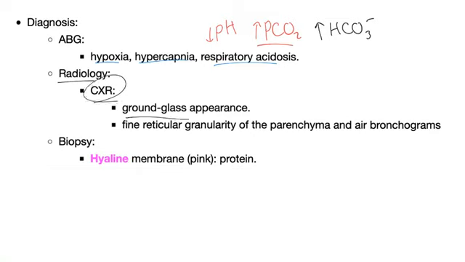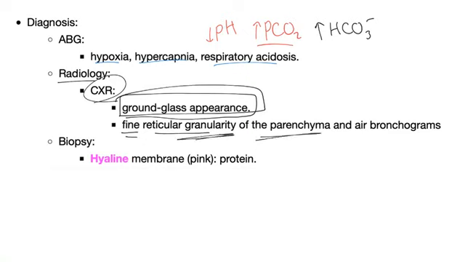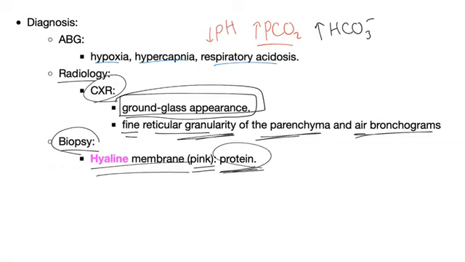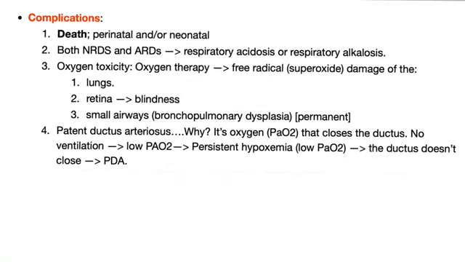Radiology, chest x-ray, ground glass appearance, very important. Fine reticular granularity of the parenchyma and the air bronchograms due to the destruction and the hyaline membrane, stuff like that. Biopsy, you see a beautiful, not so beautiful, pink hyaline membrane. It's pink because it has proteins, and as you know, proteins stain pink. Complications of neonatal RDS. Death. Could be perinatal or neonatal.